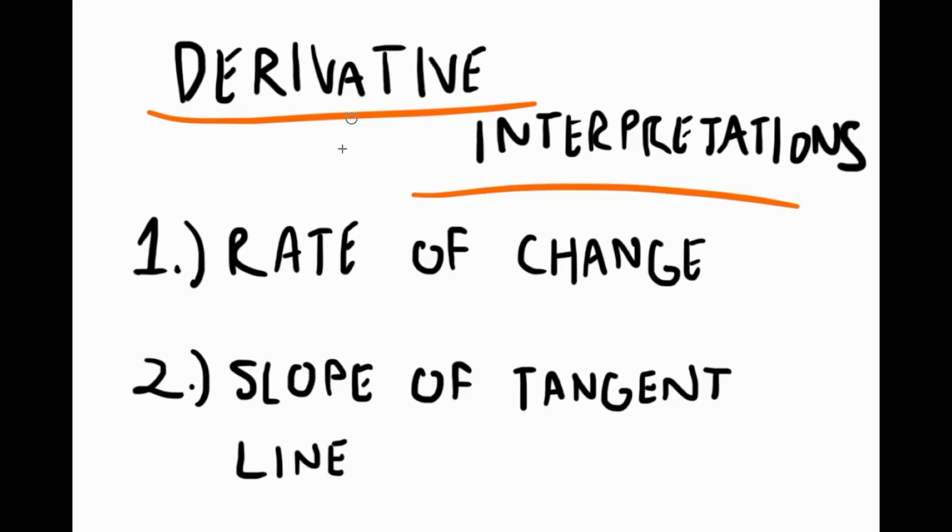Hello everyone. Today we're going to go over various derivative interpretations, one including rate of change problems, and the second being slope of the tangent line problems. We talked about before how different rates share the same limit, like the instantaneous rate of change shares the same limit as the limit for finding the derivative.